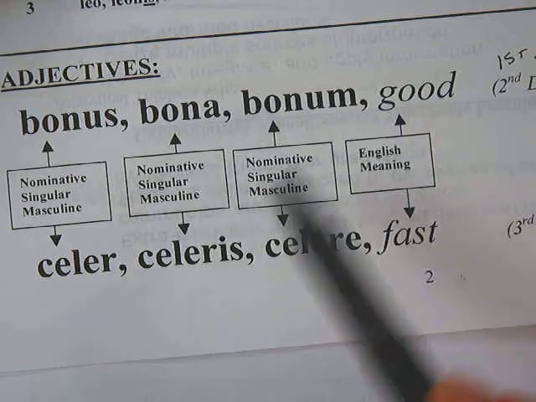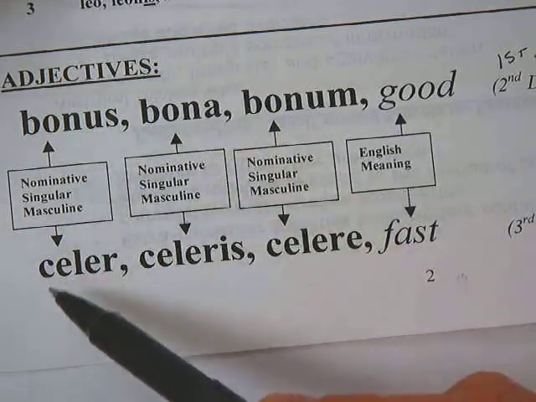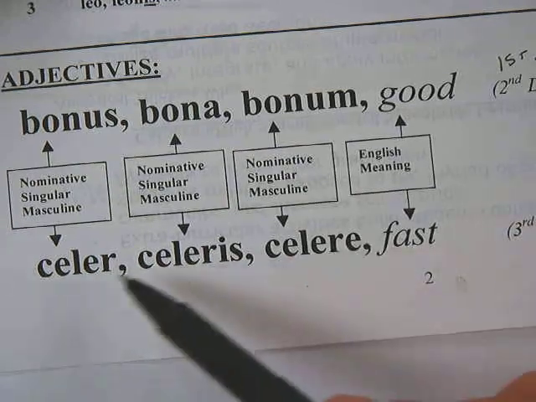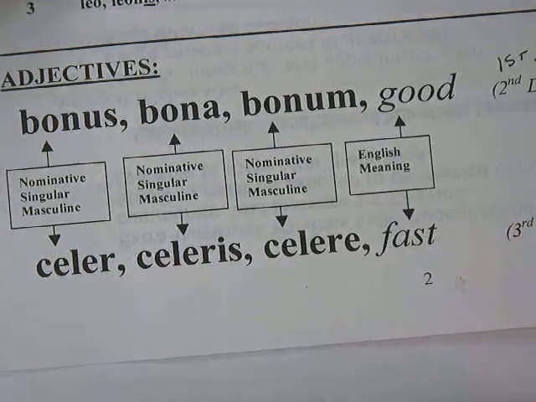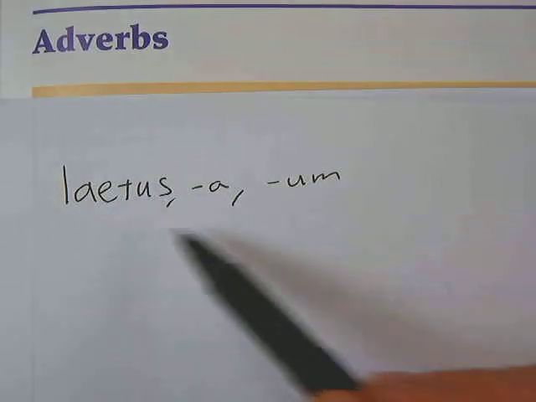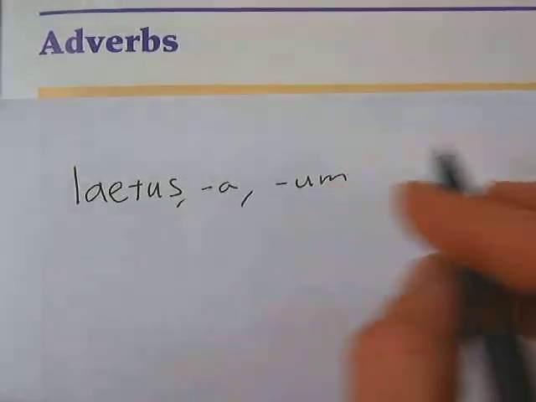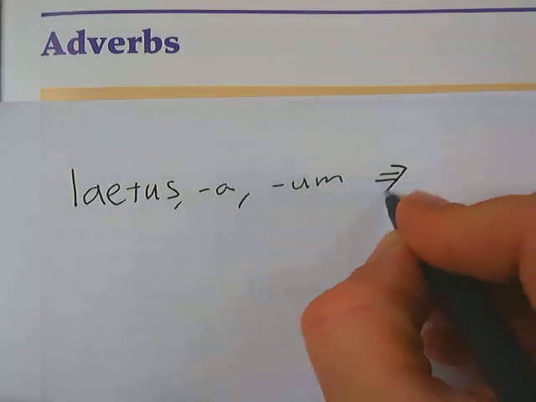All these endings in all the cases would follow first and second declensions. Second if it's masculine, first if it's feminine. Celer, celeris, celere, all these forms would follow the third declension. So laetus, laeta, laetum looks like bonus, bona, bonum. So that's a first and second declension adjective, means happy.